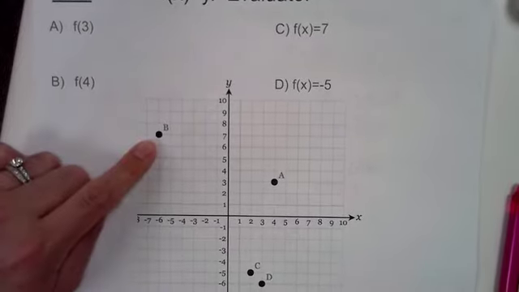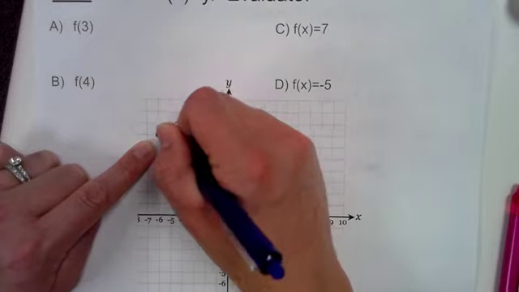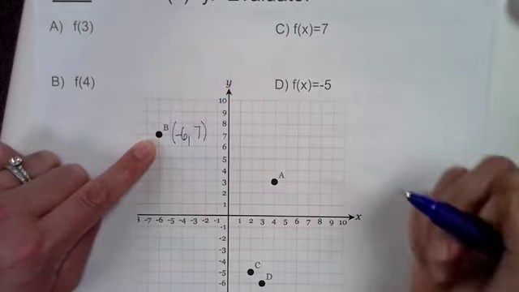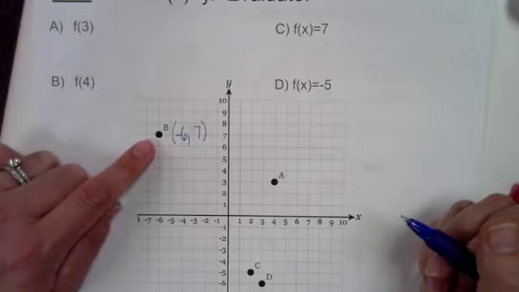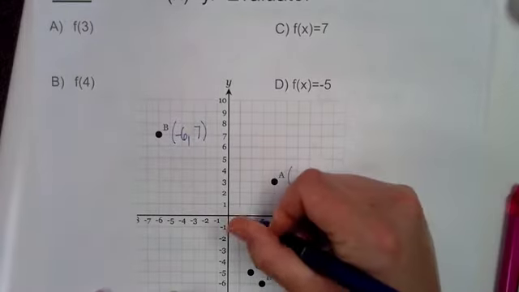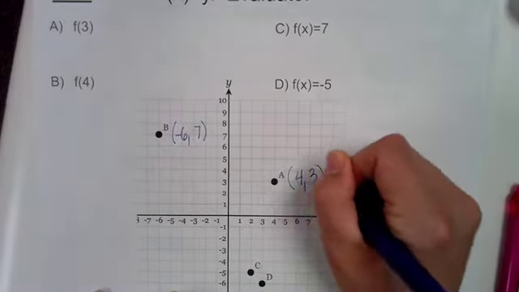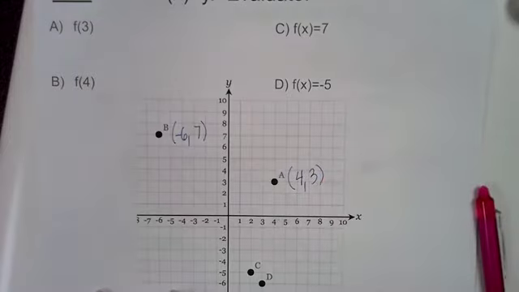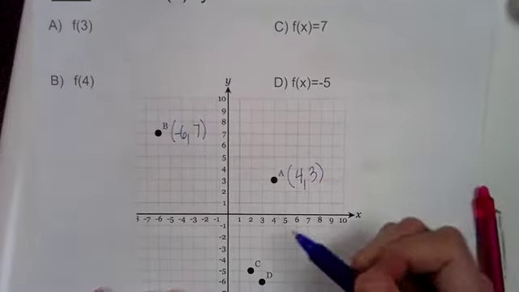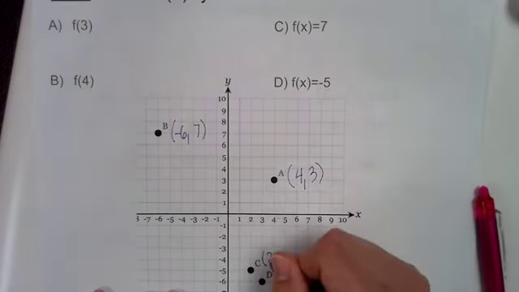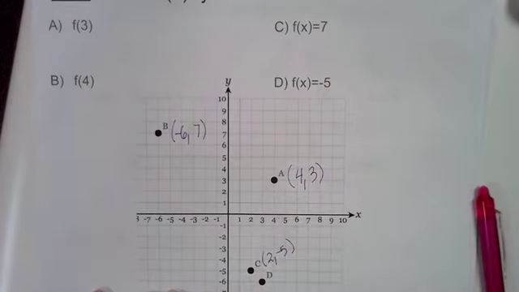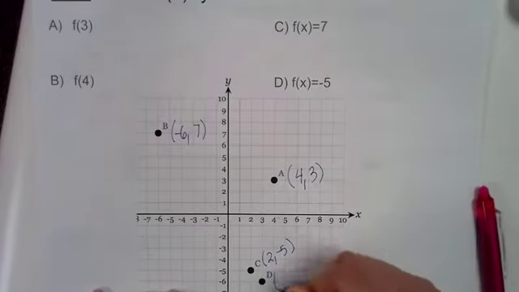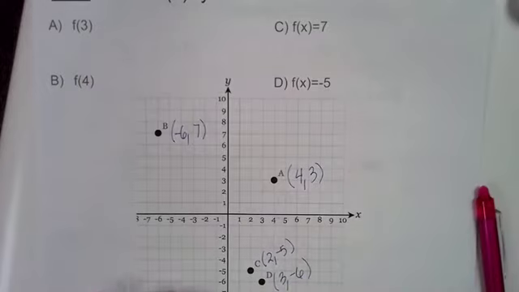And I'm going to give you these ordered pairs here. Point B is at the ordered pair -6, 7. Point A is the ordered pair 4, 3. C is the ordered pair 2, -5. And D is the ordered pair 3, -6. So we have this using function notation here.